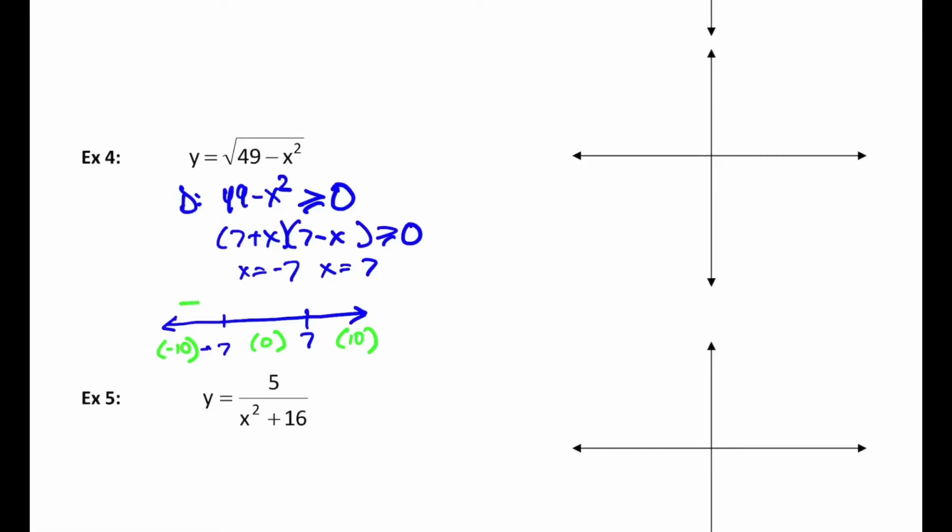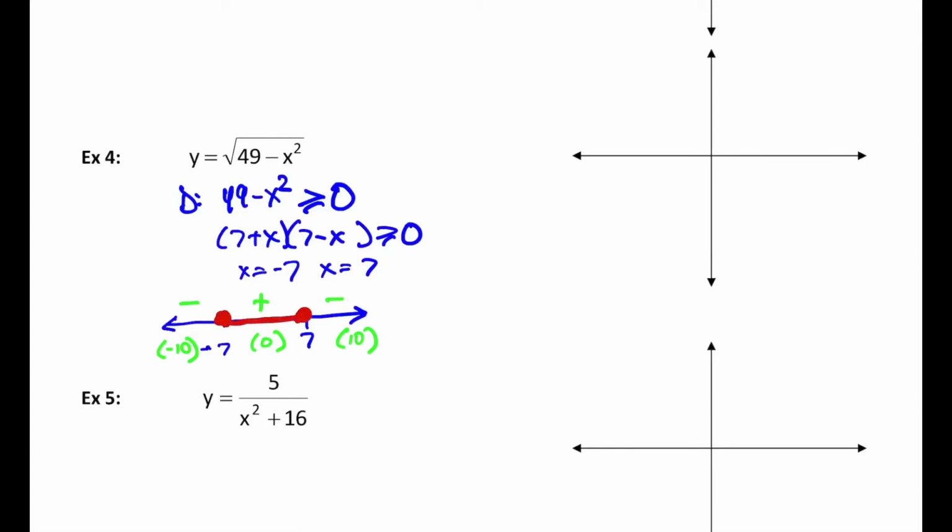If I now take a 0 and plug it in here, well, I get 49 minus 0. That's going to be positive. If I then take this 10 and plug it in here, I get 49 minus 100. That's going to be negative. So now, what we want is we want the interval, because notice this says greater than or equal to 0, so I want the positive piece. I want this. And because it says or equal to, you also want those two values there. So this is the piece of the number line we want.